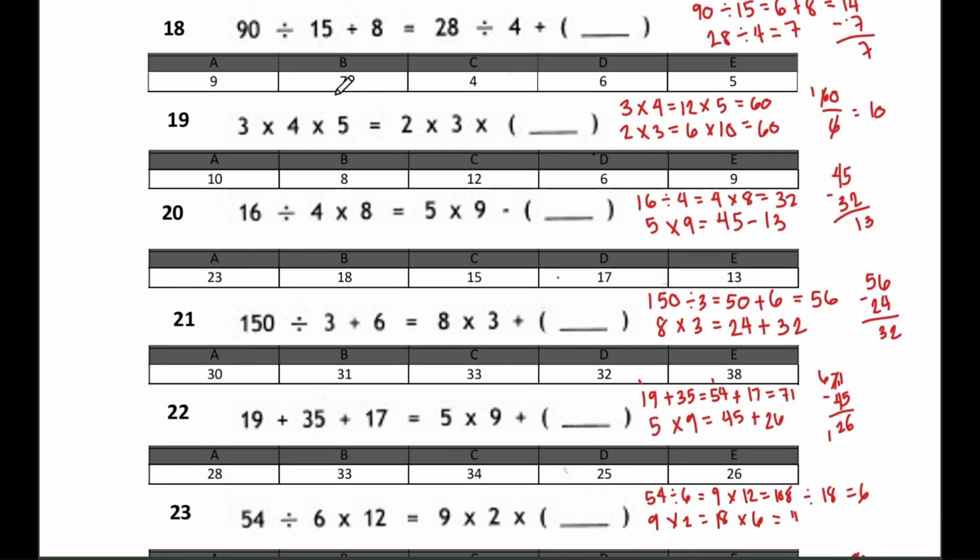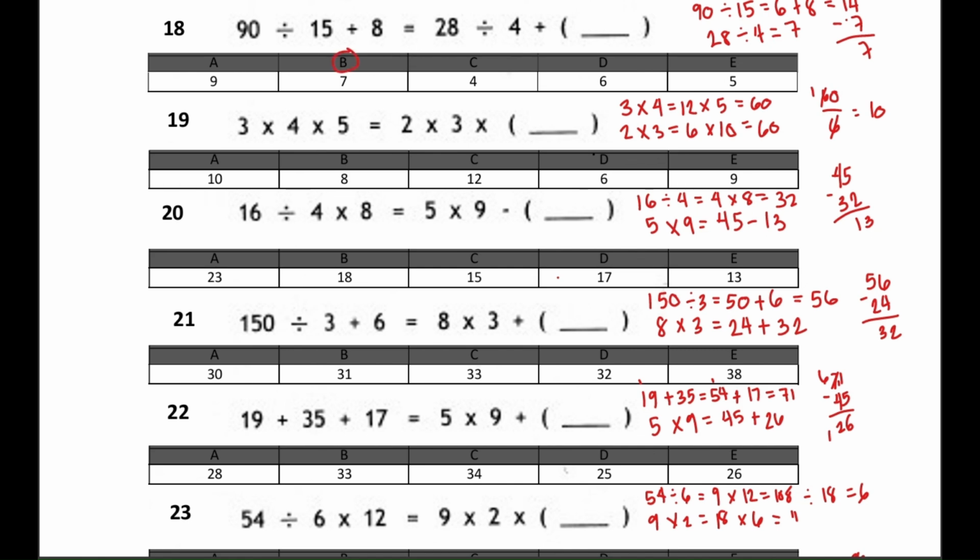Question 18. 90 divided by 15 plus 8 equals 28 divided by 4 plus what missing number? The options are A, 9, B, 7, C, 4, D, 6, or E, 5. The correct answer is B, 7.